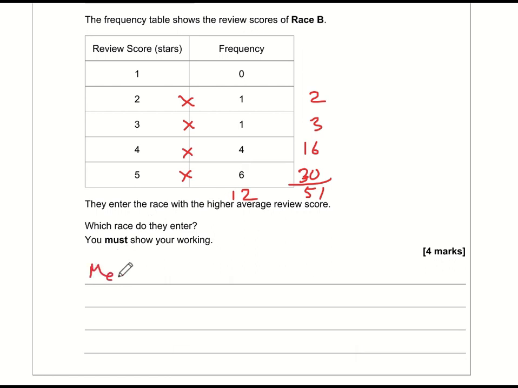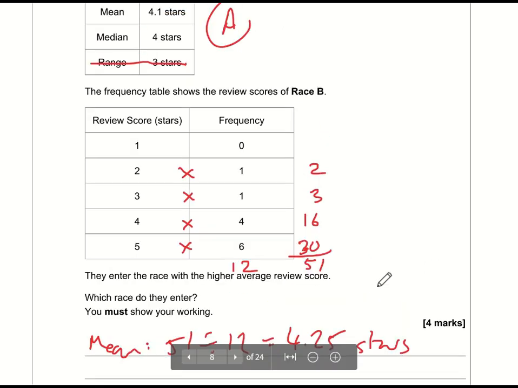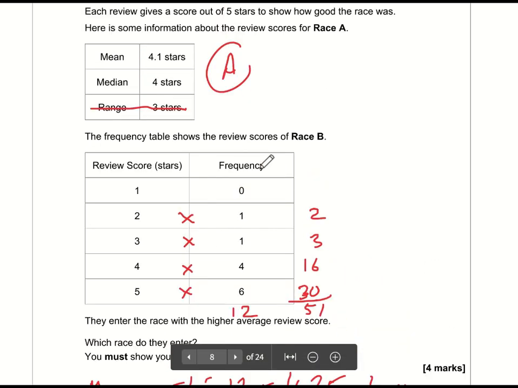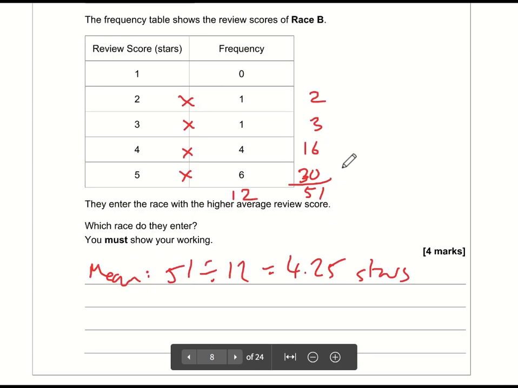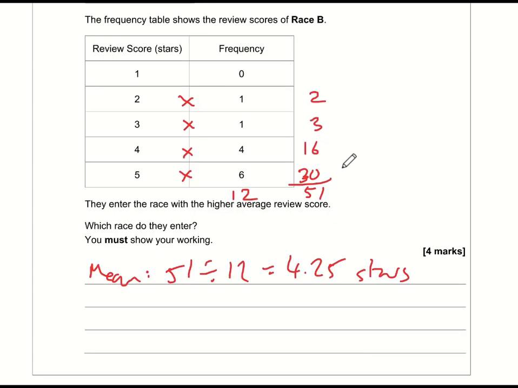So mean: 51 divided by 12, and that is 4.25 stars. So let's compare that to the mean. 4.25 is greater than 4.1. So on the mean, race B is looking pretty good.